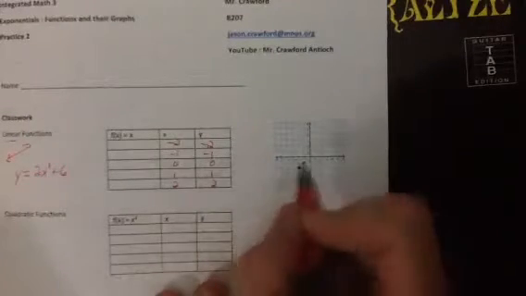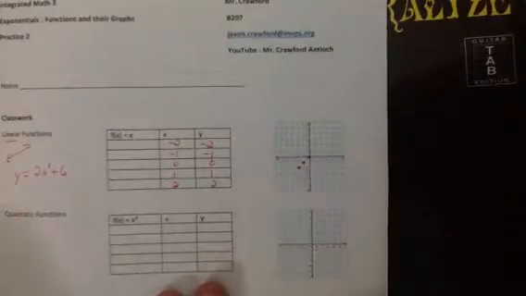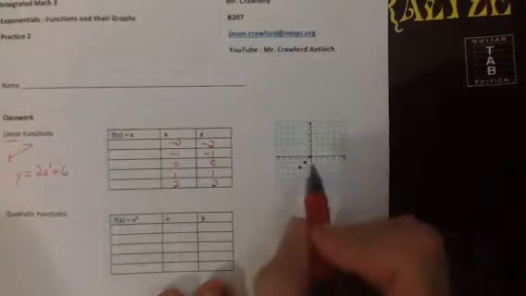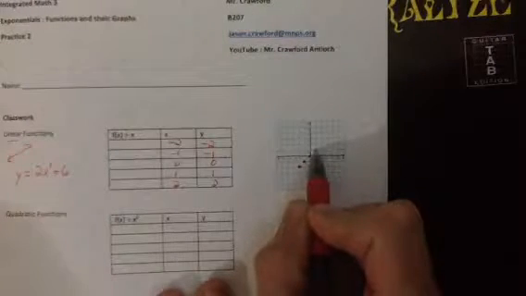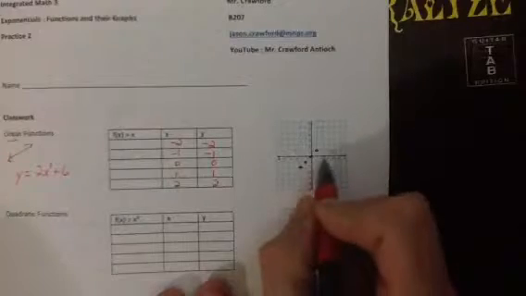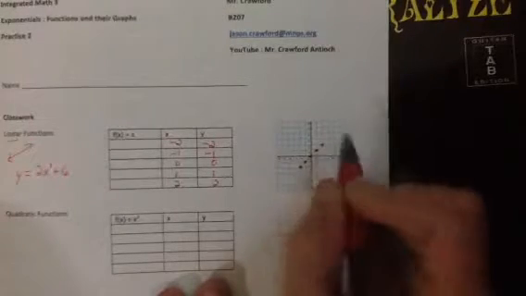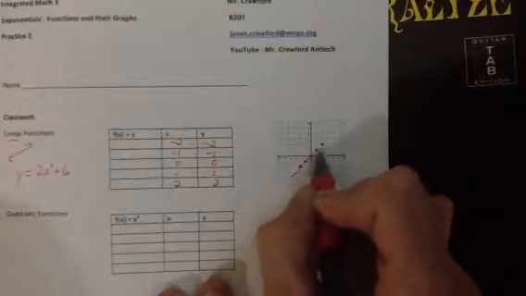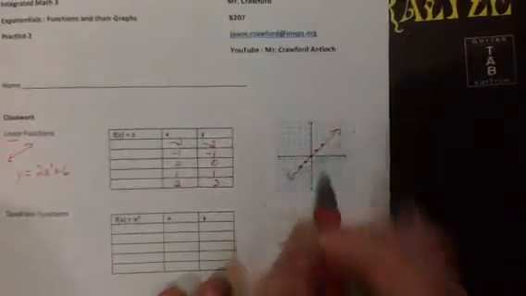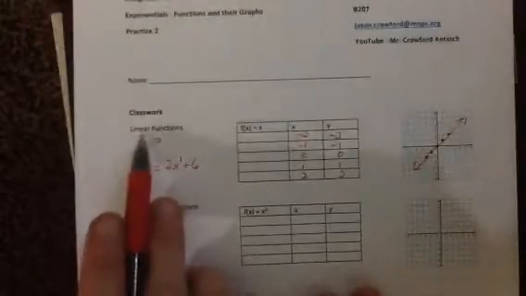0, 0 is the origin. Right in the middle there. 1, 1 is right 1, up 1. And 2, 2 is right 2, up 2. Notice that all these points we're making do indeed make a straight line, as we said it would, because this is a linear function. Right?